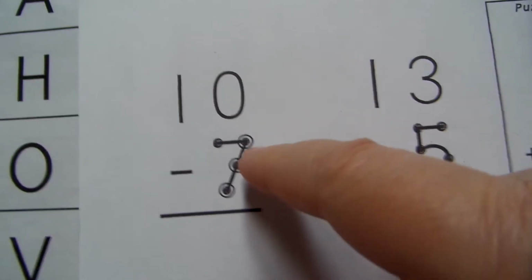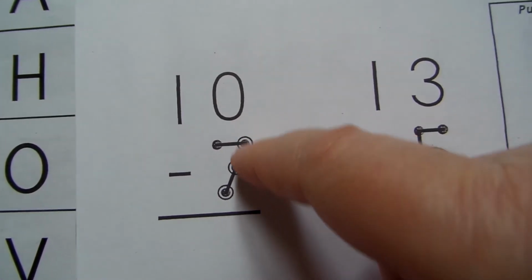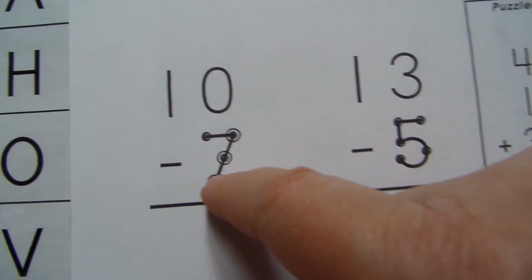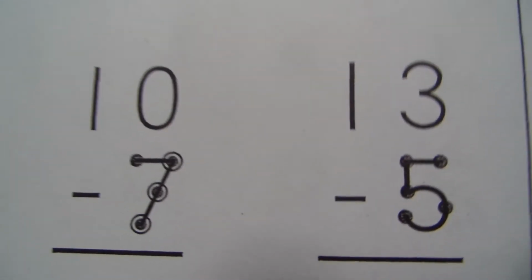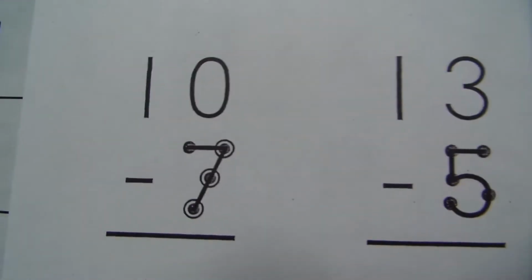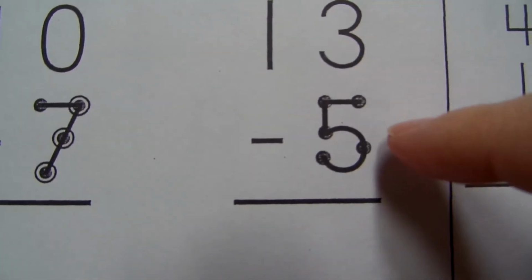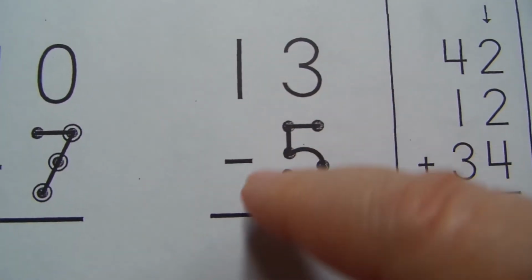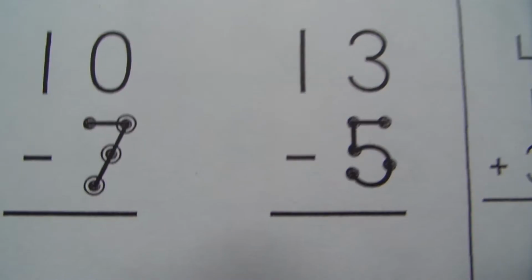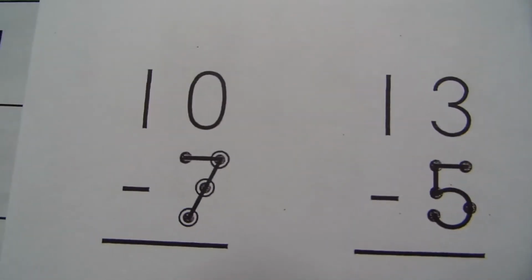So 10 minus 3, we have 10, 9, 8, 7, 6, 5, 4, 3. Always do that single dot last. And here we have 13 minus 5, so you would say 13, 12, 11, 10, 9, 8. So that's how you do subtraction using touch math.